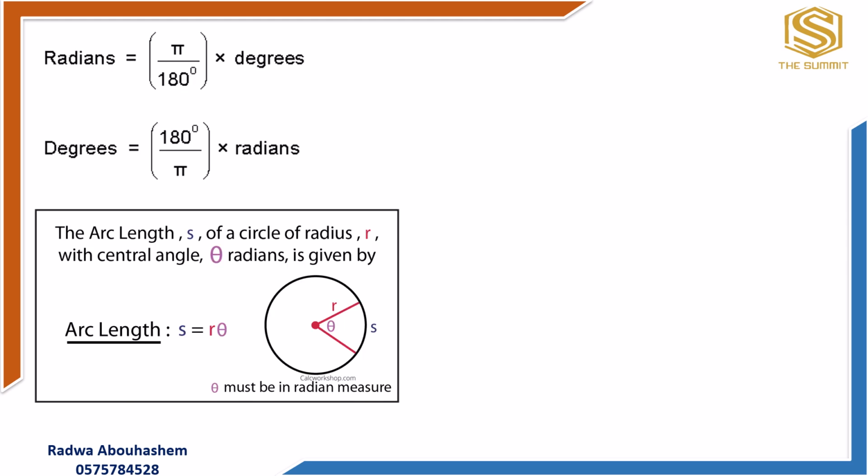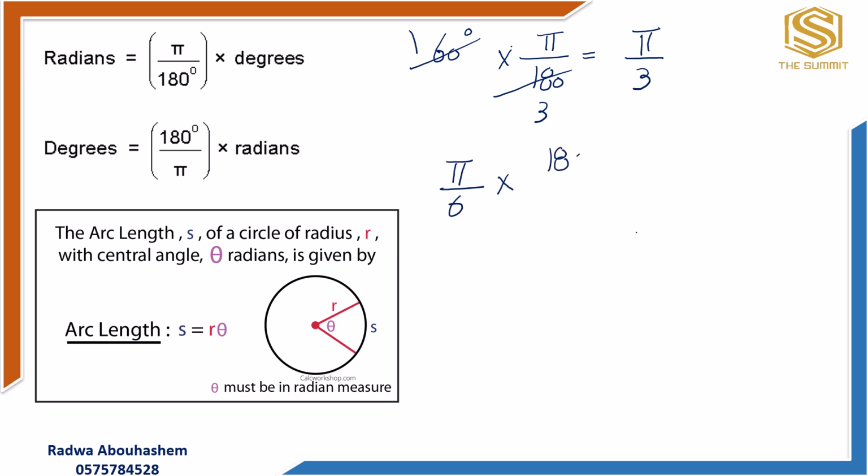Now, how to convert from radian to degree and degree to radian. For example, I have here 60 degrees and I want to convert it to radians. So I'm going to say 60 times pi over 180. So here, 60 goes into 180 three times, so it would be pi over 3. Now I have pi over 6 in radians and I want to convert it to degrees. So I'm going to say pi over 6 times 180 over pi.